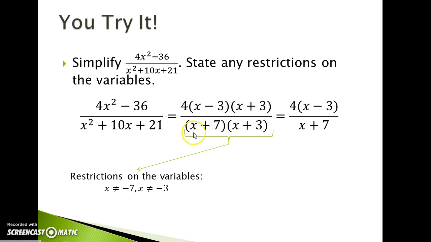Here on the bottom, we factored. We can look for restrictions here: if x is negative 7 or if x is negative 3, that's not going to work. It's going to make the denominator 0. So those are going to be our restrictions. We can cross out x plus 3 and x plus 3 because those factors are the same, leaving us with the rest of this as our final answer. So 4 times x minus 3 over x plus 7 is our final answer. And again, check for restrictions. If x is negative 7, it's not going to work, but we already knew that, so there are no new restrictions.